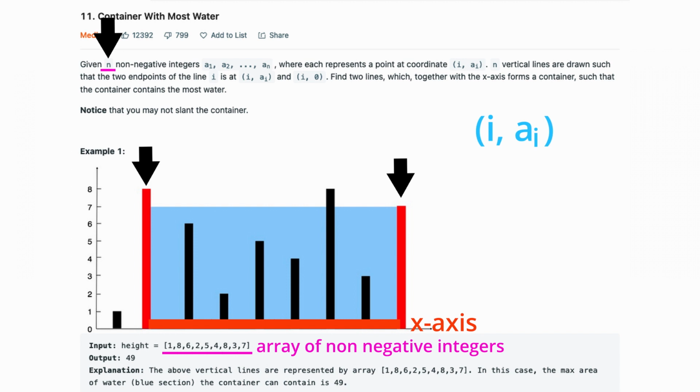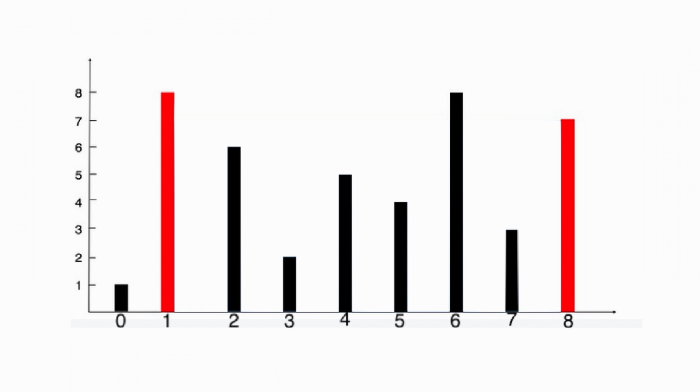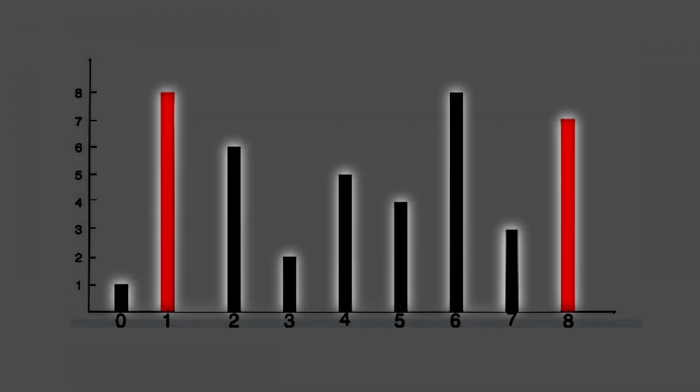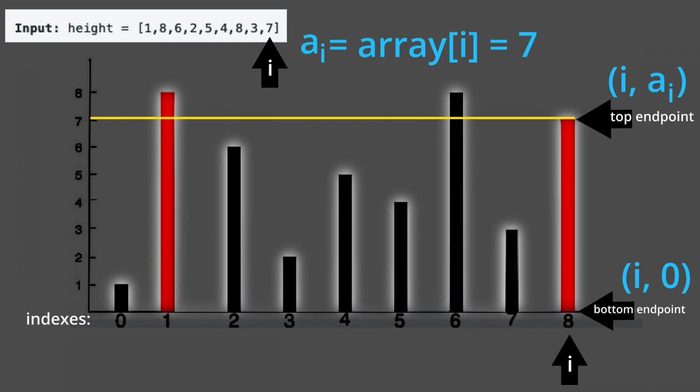First of all, let's demystify the problem description and try to understand what they are asking of us. We're given a graph that looks like this. And we're told that n vertical lines are drawn such that the two endpoints of a line i are coordinates i and ai, and i and 0, ai just being the value at the ith index of our input array.